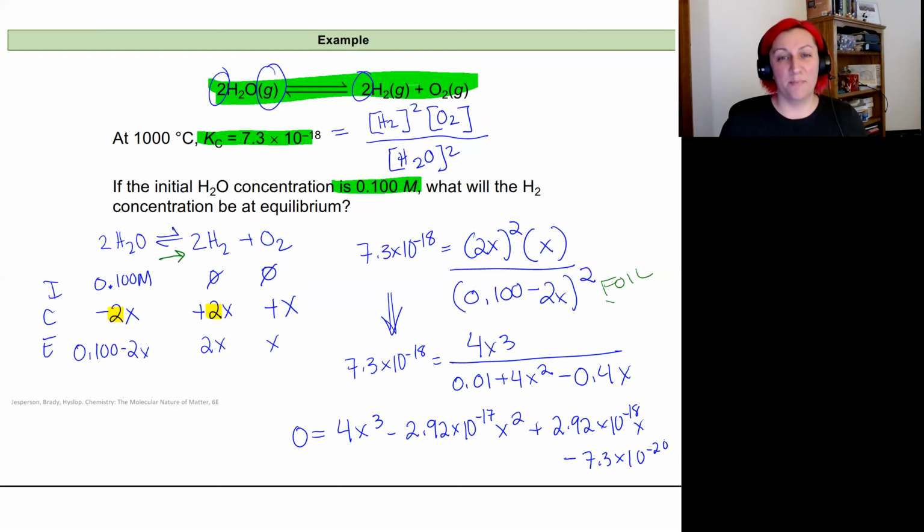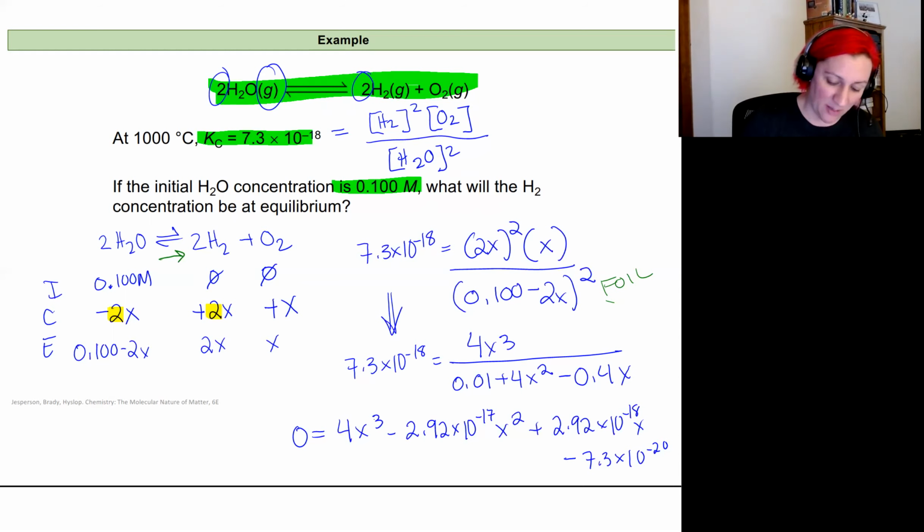So I get this beast. It's 0 is equal to 4x cubed minus 2.92 times 10 to the negative 17th x squared plus 2.92 times 10 to the negative 18th x minus 7.3 times 10 to the negative 20th. Blah. That's a lot. And that is not a quadratic at all. That is a cubic.